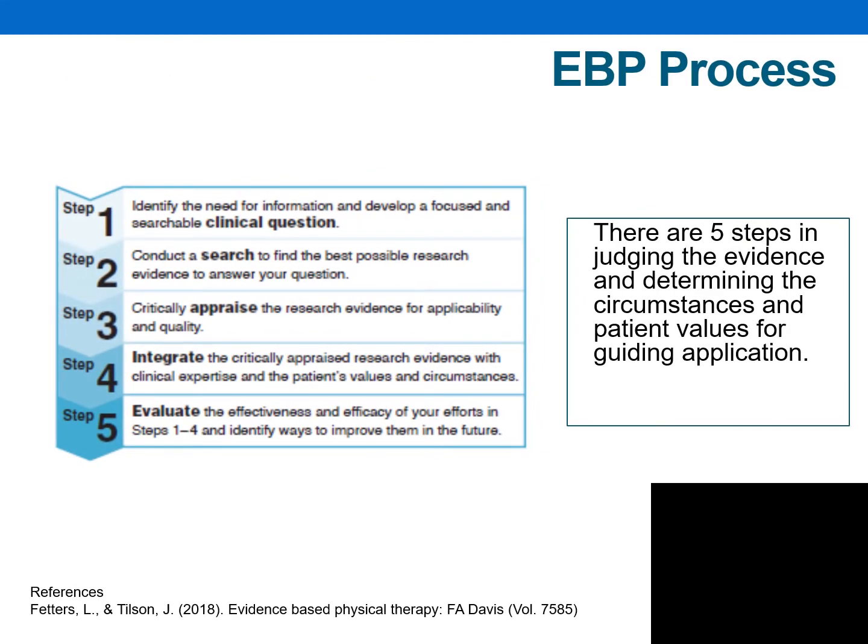The evidence-based process includes 5 steps in judging the evidence and determining the circumstances and patient values for guiding applications. Number 1, the first step is to identify the need for information and develop a focused and searchable clinical question. Step number 2, the researcher or clinician conducts a search to find the best possible research evidence to answer your questions.